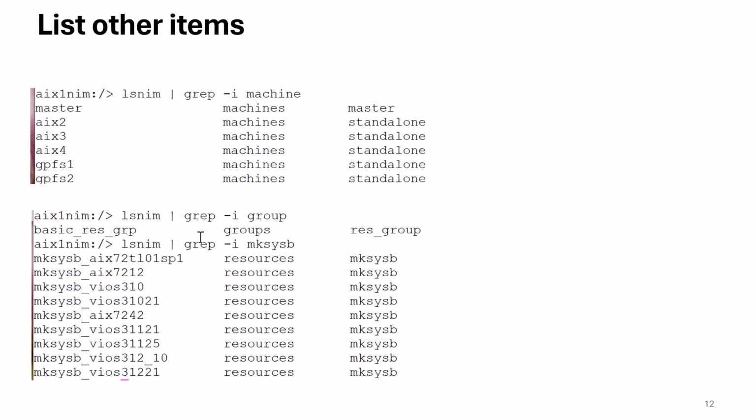You can also break it out by telling it, just give me the list of machines. That way you can make sure that the LPARs that you want to work on are actually supported and listed as machines that you're going to work on. You can list groups, you can list mksysbs. So here you can see the mksysbs that I have for the different golden images that I keep around.